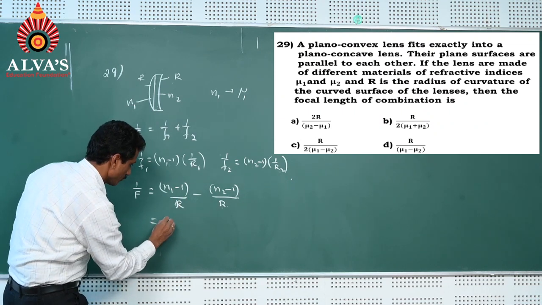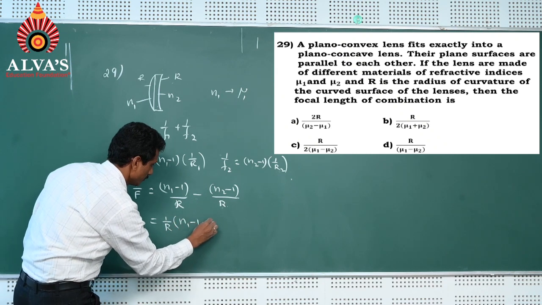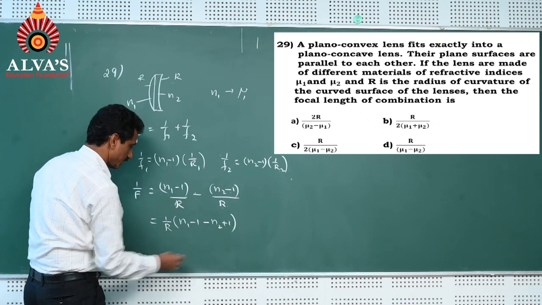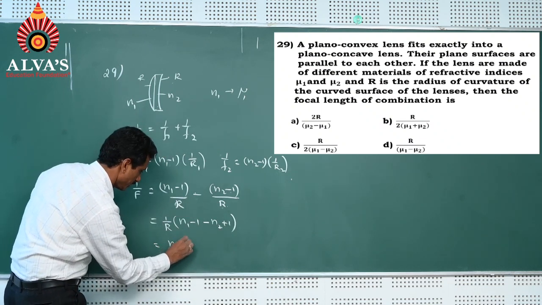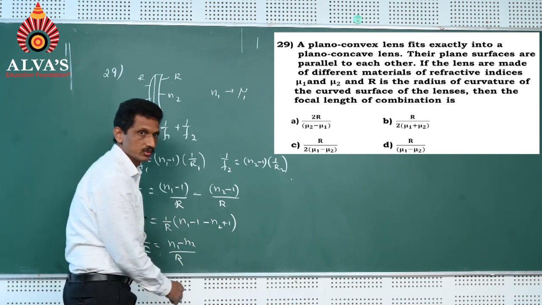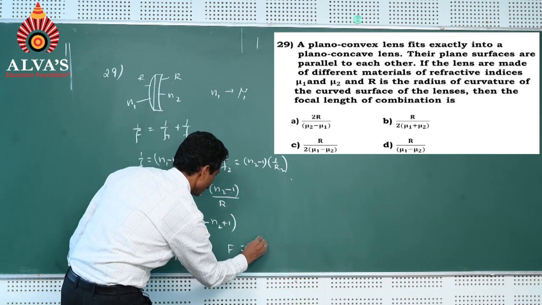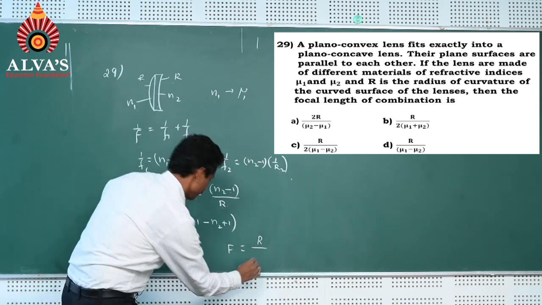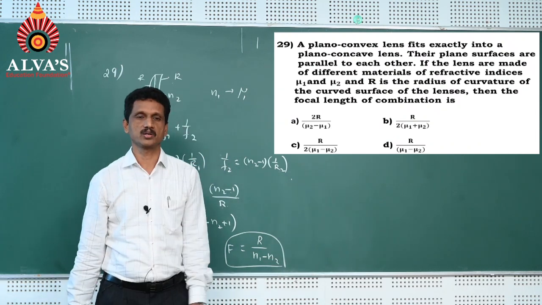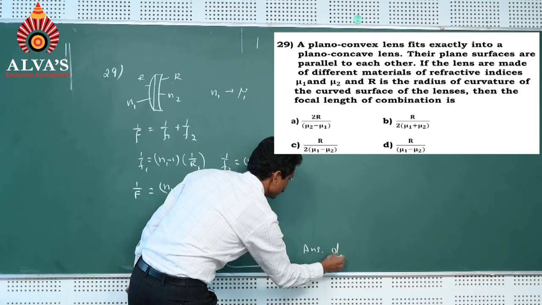Simplifying this, 1 by r common factor, (n1 minus 1) minus (n2 minus 1). The 1 cancels, nothing but (n1 minus n2) divided by r, that is 1 by f. Therefore, f is equal to r divided by (n1 minus n2). Therefore, answer is option D.